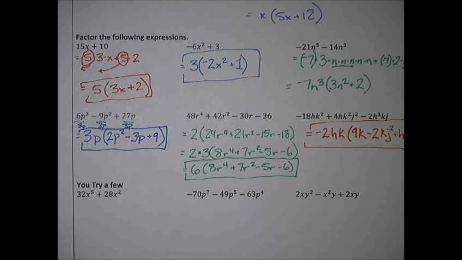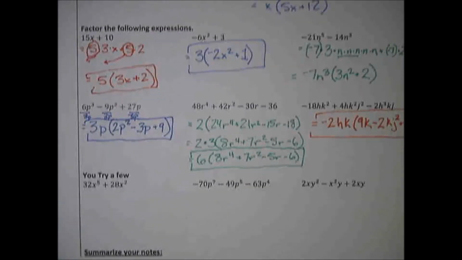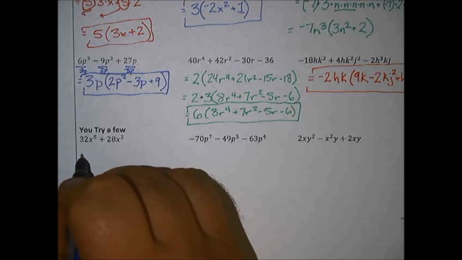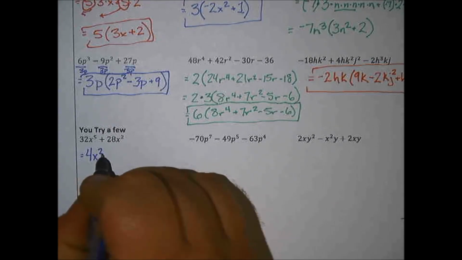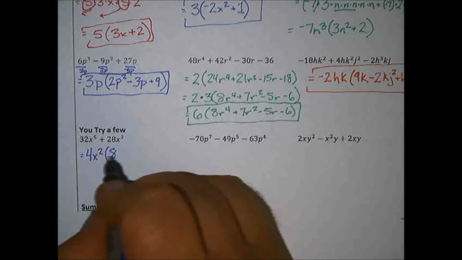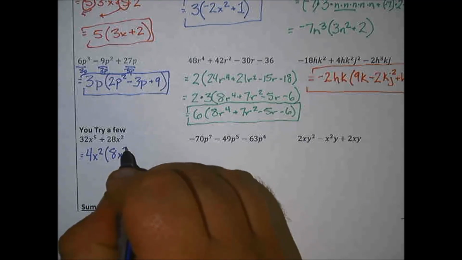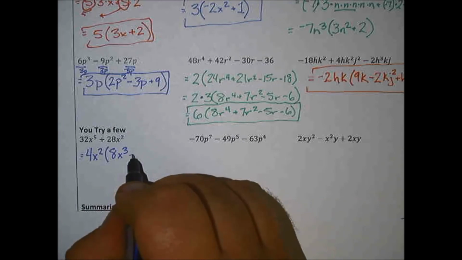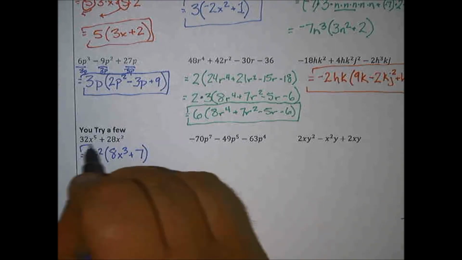All right, hopefully you had a chance to get those done. Let's see how you did. The greatest common factor in this first one is 4x squared. 32 divided by 4 is 8. And when you take 2 x's out, you're left with x to the third. 28 divided by 4 is 7. And I'm taking both x's out, so that's my final answer.